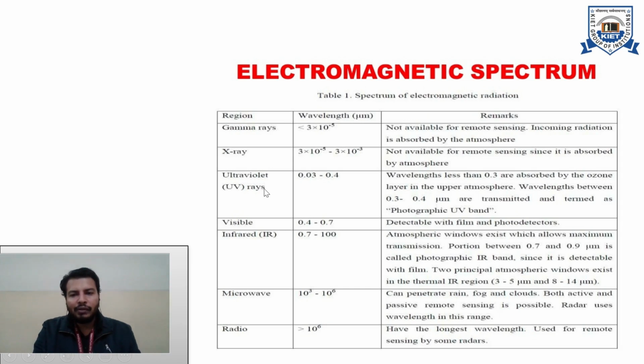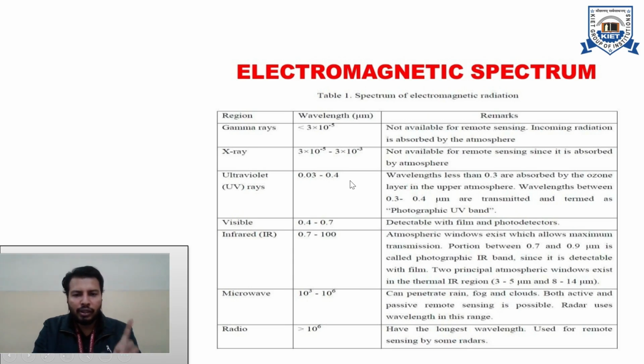When we talk about ultraviolet rays, wavelengths less than 0.3 micrometer are absorbed by the ozone layer. Which constituent is absorbing this? That is ozone. You know the band of ultraviolet rays is from 0.03 to 0.4 micrometer. So from 0.03 to 0.3, the majority of that ultraviolet band is absorbed by the atmosphere. The remaining is from 0.3 to 0.4 micrometer.